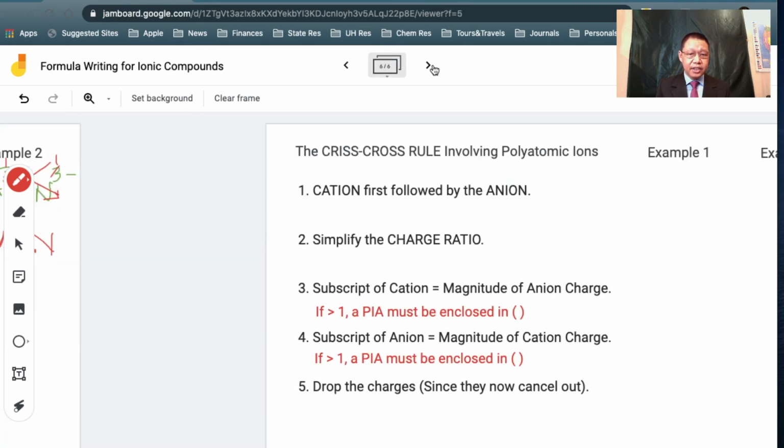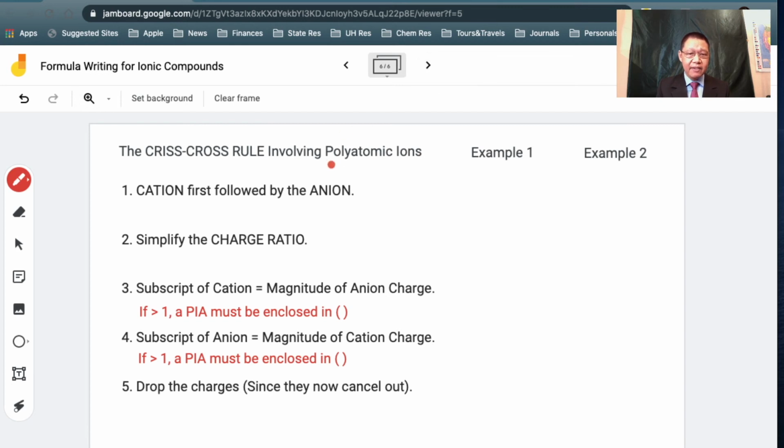Now, the question is, what if you have a polyatomic ion involved? Let me give you an example of that. You have, let's say, a combination of ammonium, NH4, with a charge of 1+, combining it with sulfide with a charge of 2-. Now, this ammonium ion is a polyatomic ion. The steps are exactly the same. For number 1, you still write ammonium first because it's the cation, and then sulfide you write next because that's the anion. Then you make sure that the charges are in their simplest ratio, and the charge here is 1:2.